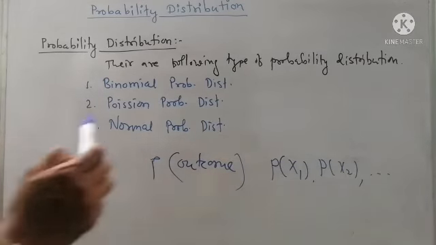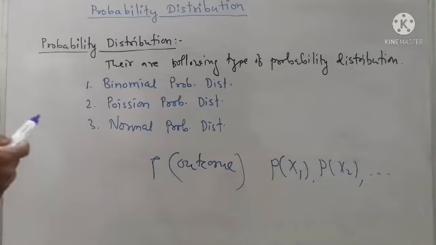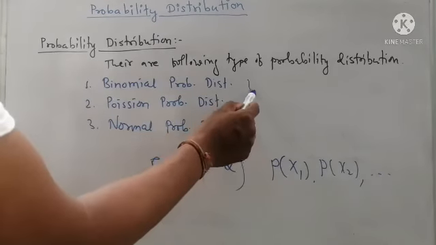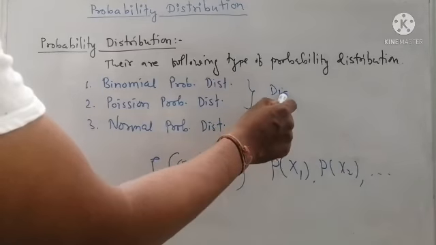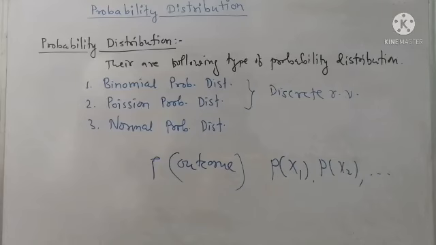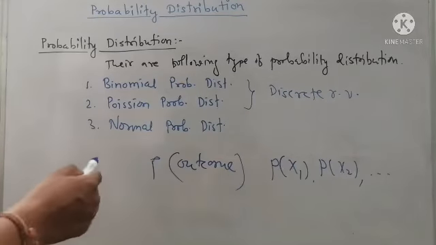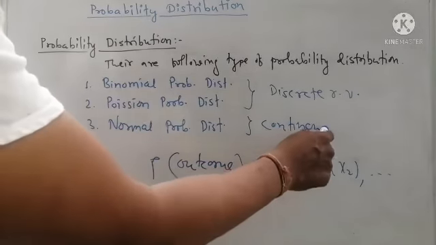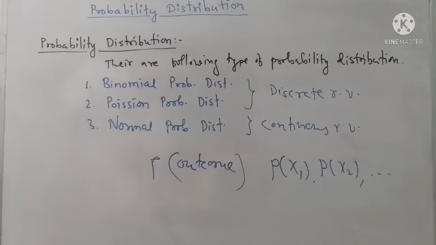Depending on the type of random variable, there are three types of probability distribution we are going to learn. The first two, binomial probability distribution and Poisson's probability distribution, are for discrete random variables, meaning the outcome of a random experiment has a distinct value. The third is the normal probability distribution, which is used for continuous random variables, meaning the outcome is a continuous variable.